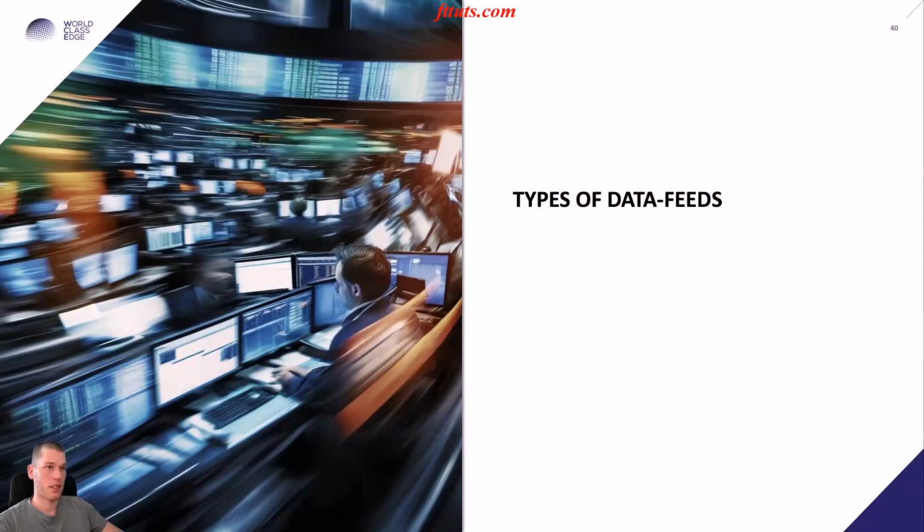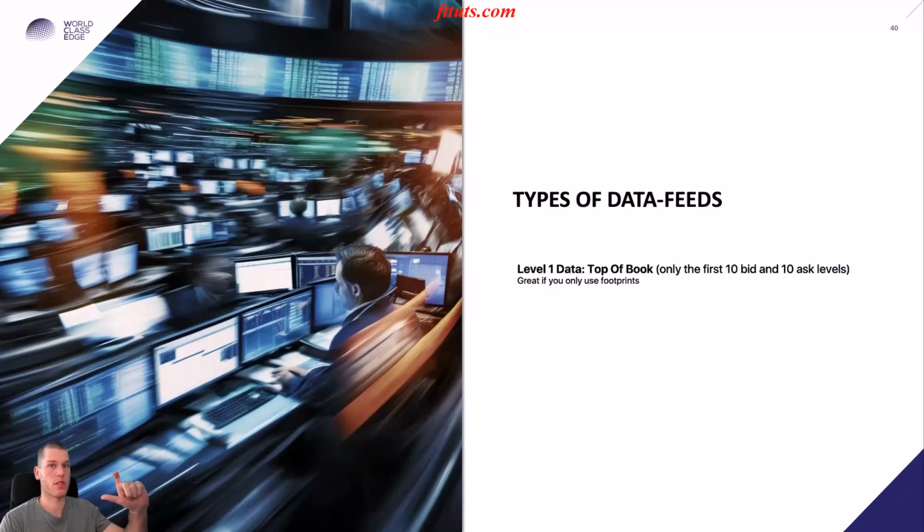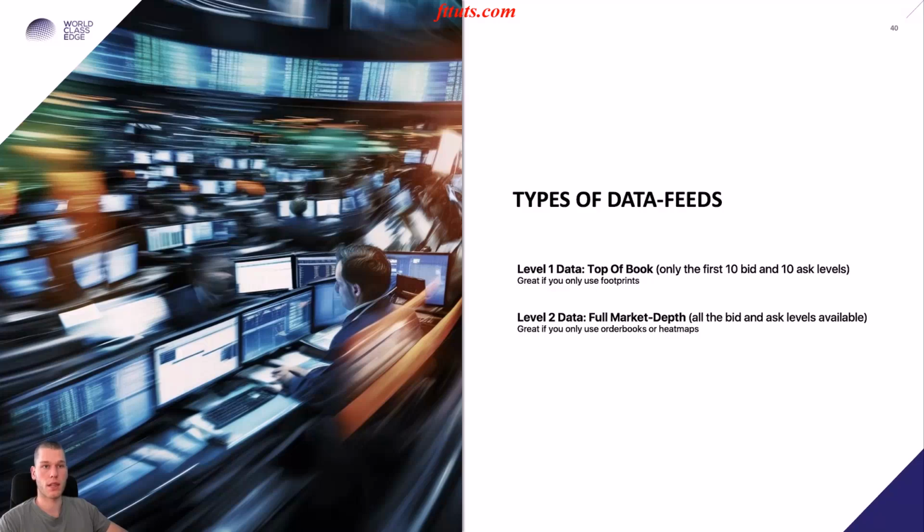What types of data feeds are there? So there's level 1 data. So top of the book, you just see the first 10 bid and the first 10 ask levels. So the prices people want to sell, the prices people want to buy. This is very good if you just use footprints and you don't use the order book a lot, because then you see the first 10 bid and ask levels. Level 2 data is the full market depth. So you see all the bid and all the ask levels that are available on that exchange. So even if you have 200 ticks above, you can see how many sell limits there are. It's good if you want to use heat maps or you use the order book for your trading itself.